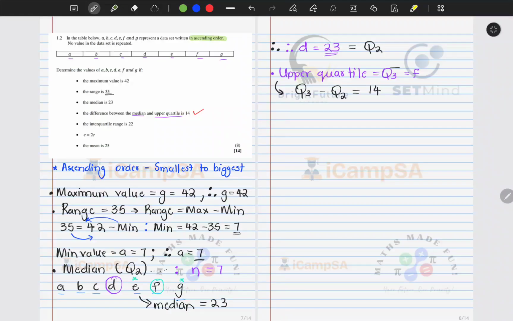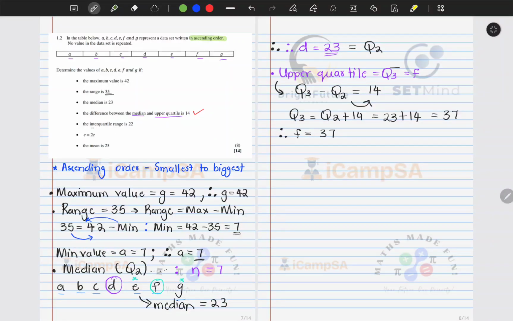Right. So this means that we can find our Q3 now, because you can transpose Q2. So our Q3 will simply be Q2 plus 14, which is 23 plus 14. If you observe carefully, that should be 37. Let me just confirm. Yep, we're getting 37. That is Q3. But if you observe carefully, Q3 is F. So therefore, F becomes 37. Okay. So I hope that this does make sense.